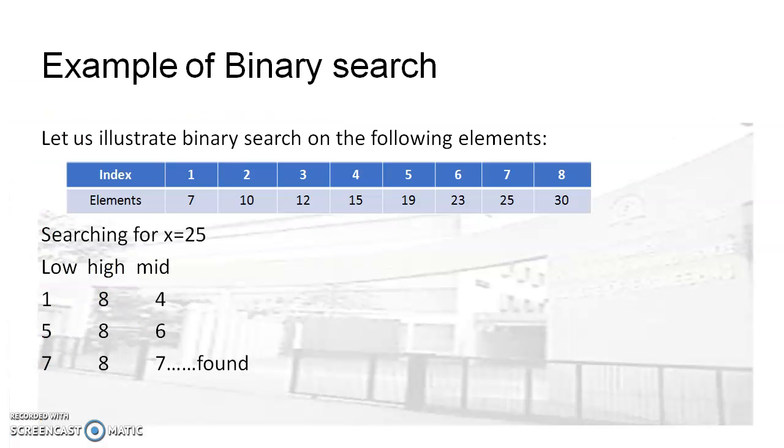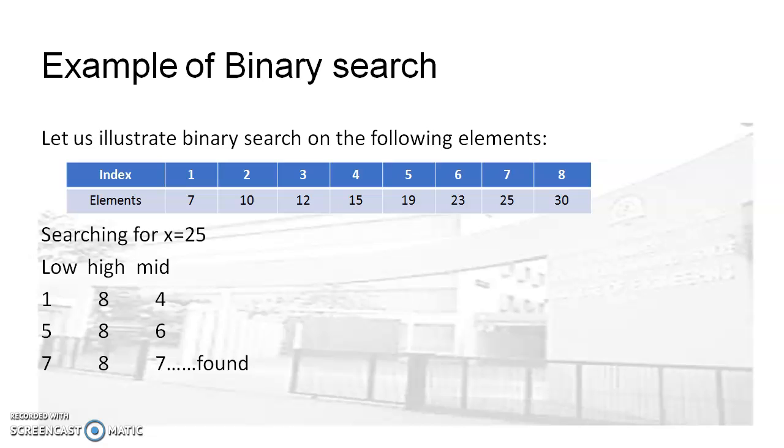Now let's try to check this binary search algorithm with the help of an example. We have a sorted list of elements, sorted in ascending order. Suppose we want to search for x equal to 25 in this list. The first step is we initialize low to 1, high to 8, and then we find the mid position, that is 4, and we compare with the mid position element, that is 15. So 25 compared with 15 indicates that 25 is greater than 15, so we have to search in the right half of the list.